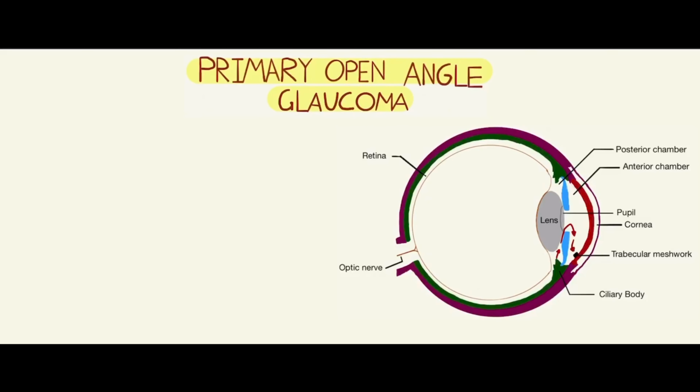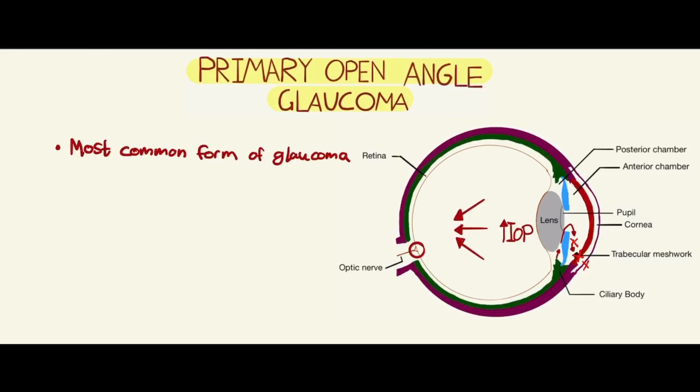But in primary open angle glaucoma, there is resistance to the drainage of the fluid through the trabecular meshwork. This then causes an imbalance between the production and the drainage of the fluid, causing the fluid to build up and increasing intraocular pressure. And this increase in intraocular pressure causes damage to the optic nerve.